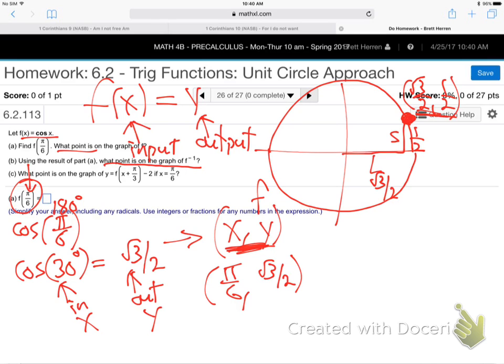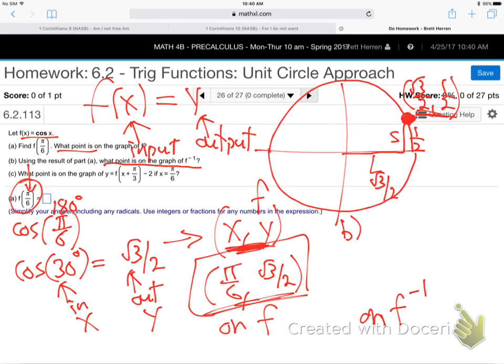All right, and then part B. So this is a point on the original function f. Part B says, give me a point on f inverse. Swap them. Exactly. Remember inverse functions, just switch x and y? That's all they do. So you just go, okay, root 3 over 2, comma pi over 6. They're just making sure you remember. They're tying old stuff together with the new stuff here. Remember inverse functions? Just switch x and y. Okay, so that's part B.